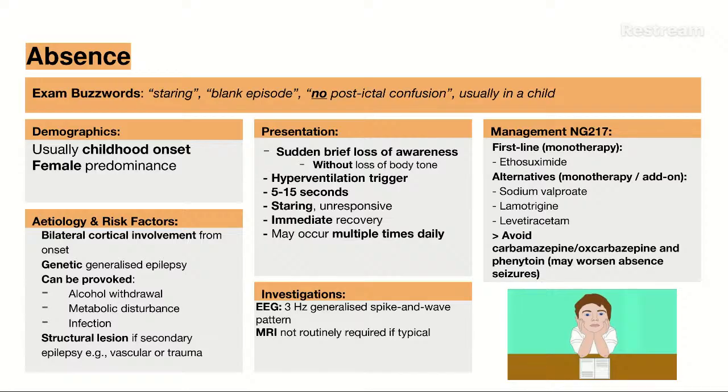Treatment-wise, first line as a monotherapy is ethosuximide, and alternatives either as monotherapy or as add-ons include sodium valproate, lamotrigine, and levetiracetam. And again, carbamazepine, oxcarbazepine, phenytoin, etc. should be avoided as they may worsen absent seizures. On the NICE guidelines, there's a full list of anticonvulsants or anti-seizure medication that should be avoided in each specific type of seizure.